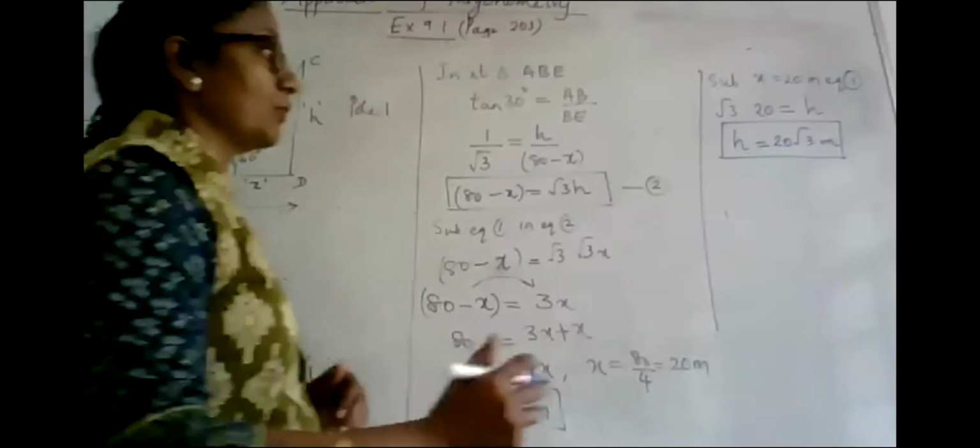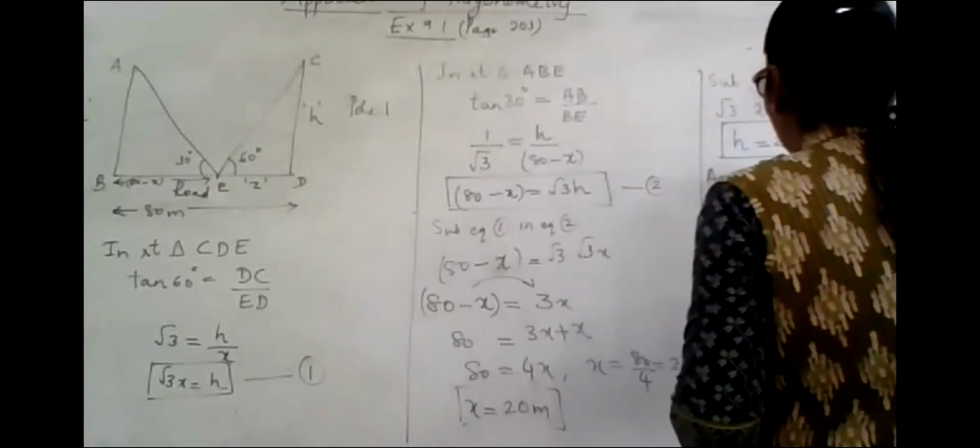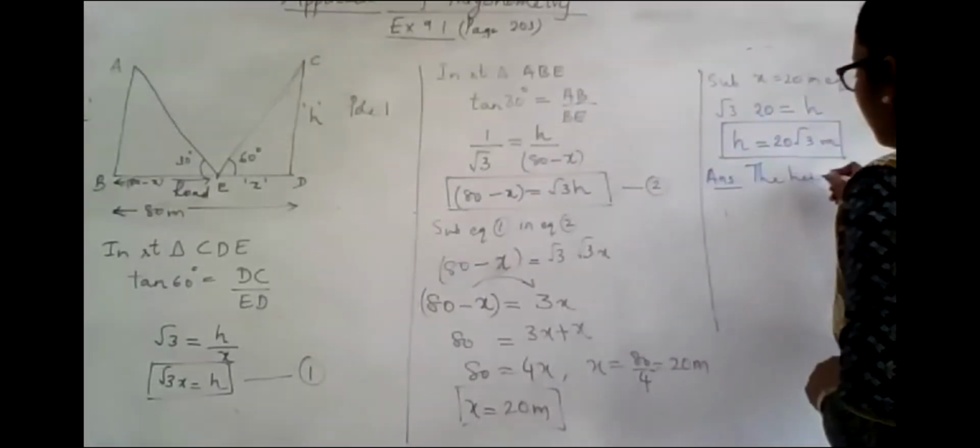So how will you report the answer now? You have three things to report. The height of the pole.